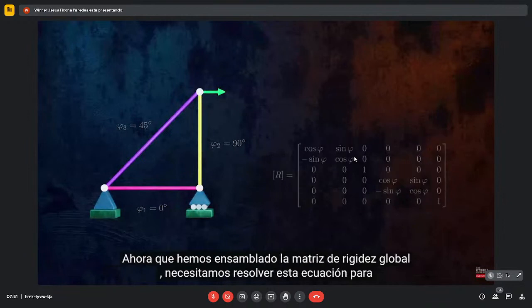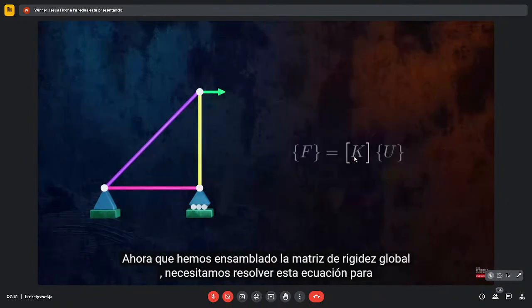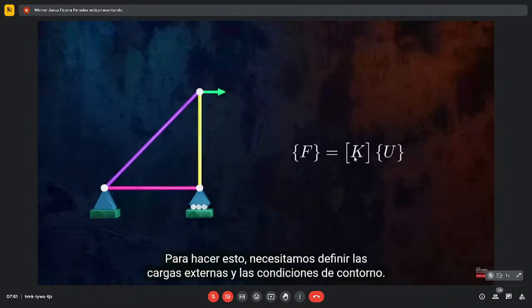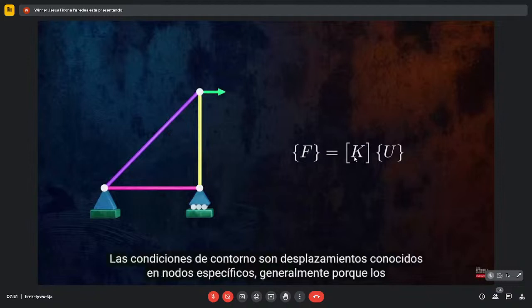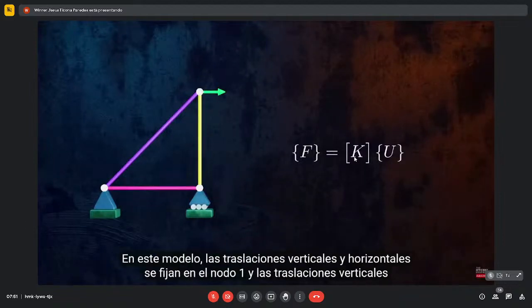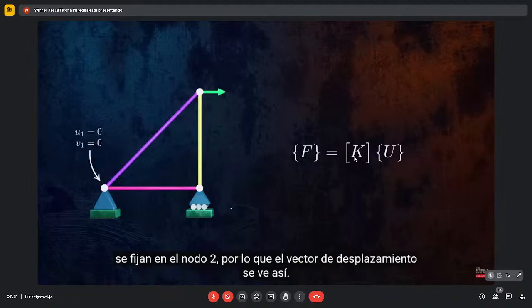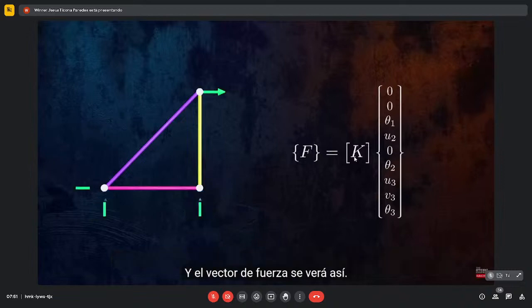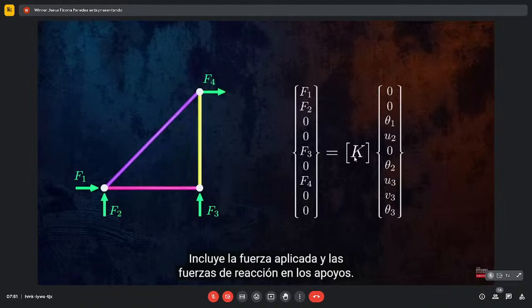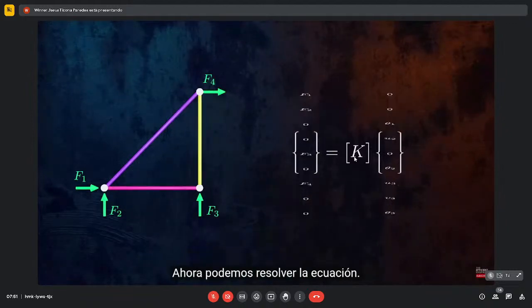Now that we've assembled the global stiffness matrix, we need to solve this equation to obtain the displacements at each of the nodes. To do this, we need to define the external loads and the boundary conditions. The boundary conditions are known displacements at specific nodes, typically because specific degrees of freedom are fixed. In this model, vertical and horizontal translations are fixed at node 1, and vertical translations are fixed at node 2, so the displacement vector looks like this. And the force vector will look like this. It includes the applied force and the reaction forces at the supports. Now we can solve the equation.